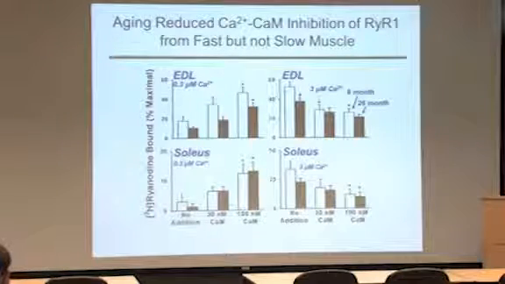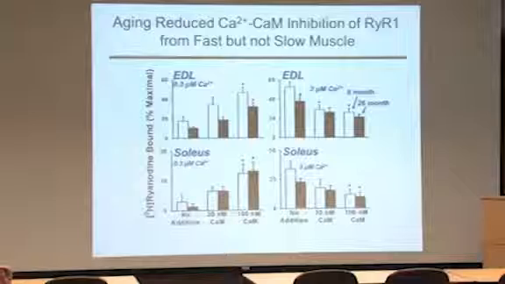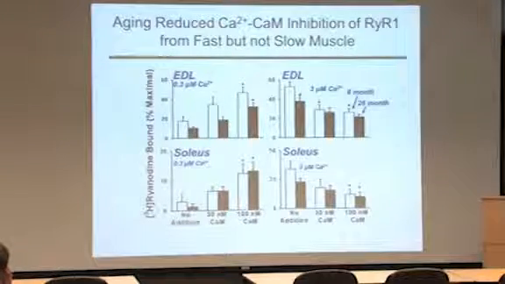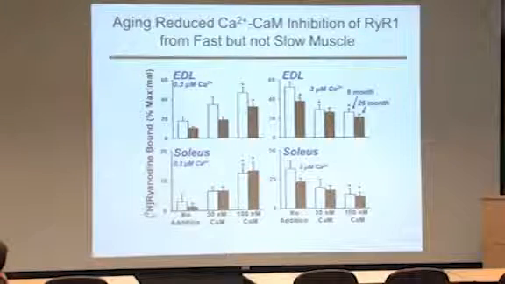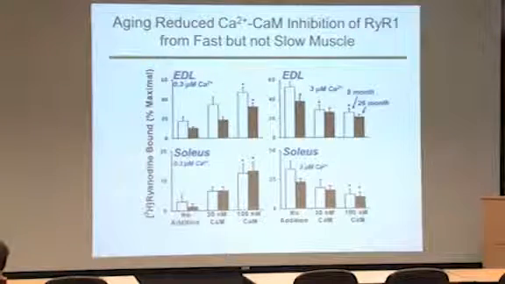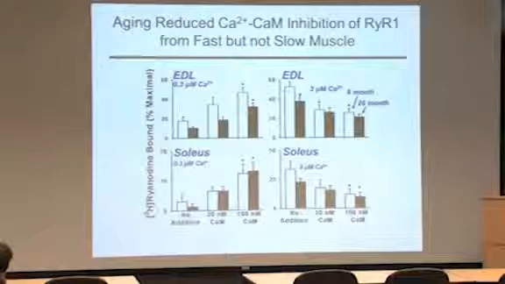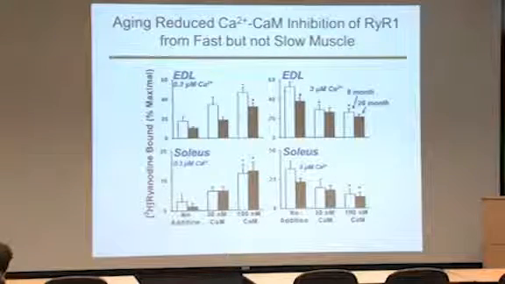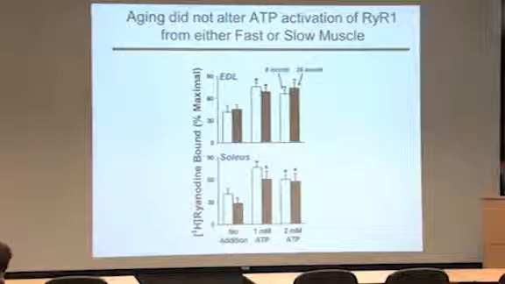We see inhibition of the ryanodine binding to the old channels or the young channels, but this reduction here with the old channels is not significant. But there is a reduction in ryanodine binding to SR from the slow muscle. So it seems that calmodulin and calcium regulation of old ryanodine receptors is impaired, but it only happens in fast muscle. It's kind of consistent with the observation that fast muscle is more affected by aging than slow muscle. I'll skip the ATP. There was no difference there.